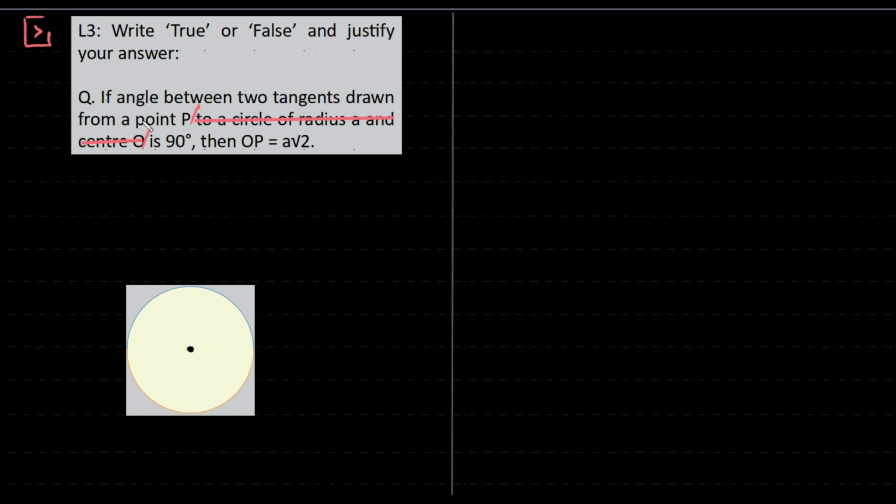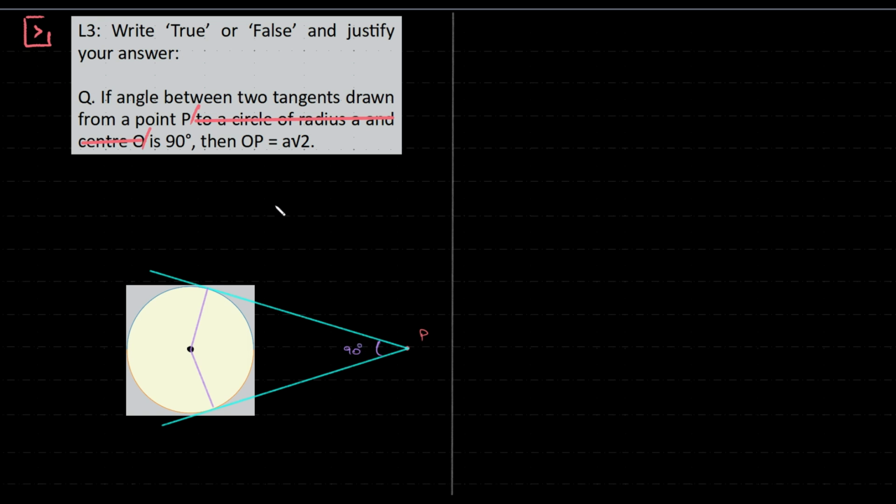Does it make sense? If the angle between two tangents drawn from a point P is 90 degree, what does that statement mean? We have an external point, point P. And from this, we are drawing two tangents. And joining this from the center is our radius. Anyways, the point here is the angle between the two tangents is 90 degree. It doesn't look like that, but apparently this is 90 degree.